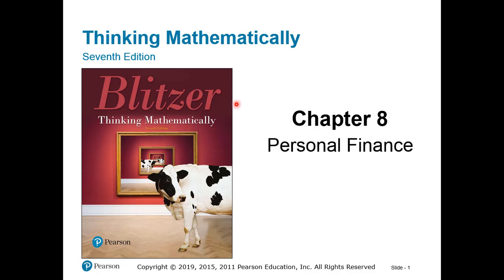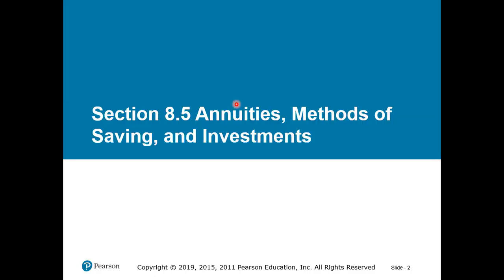Okay, class, welcome back. Today we're going to start section 5 of chapter 8, and we're going to talk about annuities, methods of savings, and investments. This is going to be the more complicated formulas, and again, you're going to want to spend a lot of time making sure that you understand and know the formulas.